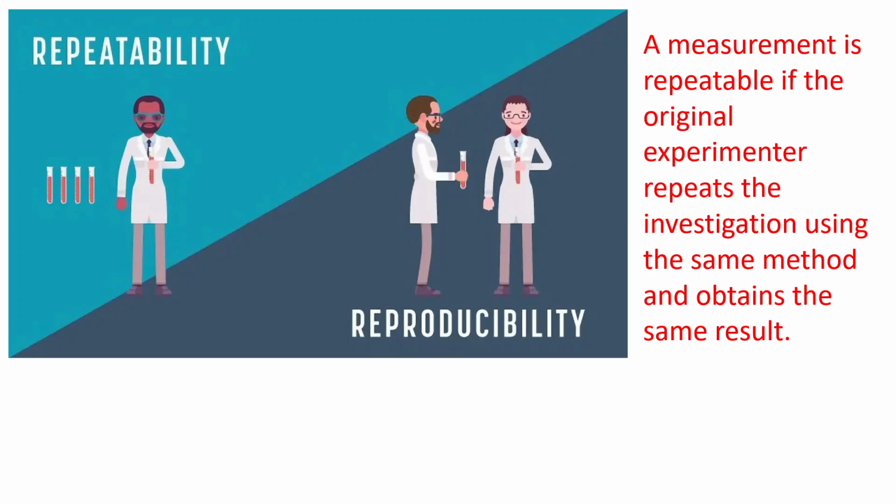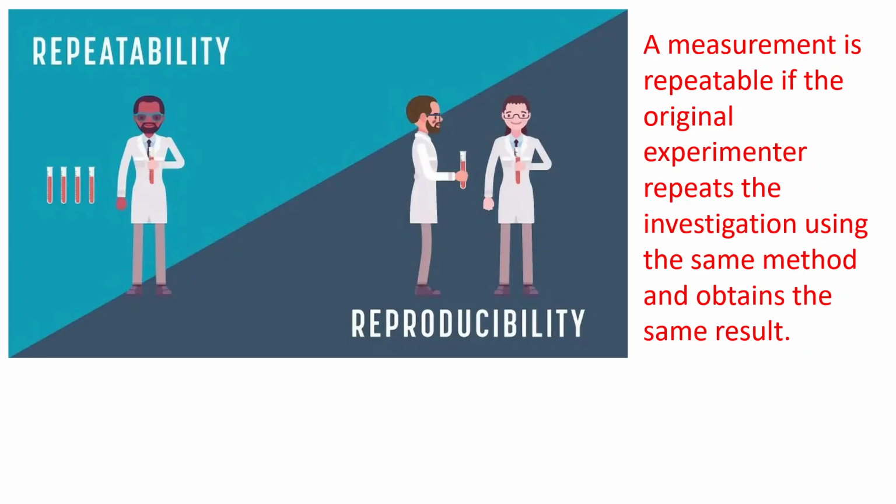Your repeatable definition: a measurement is repeatable if the original experimenter repeats the investigation using the same method and obtains the same results. In other words, you've done an experiment once, following your method, your equipment. If you, the same person, do the same experiment using the same method, same equipment, another 3 times, and you get the same result every time, boom, your results are repeatable. If you do it again 3 more times with the same method, same equipment, and you get different results every time because you're not very precise, that's not repeatable.